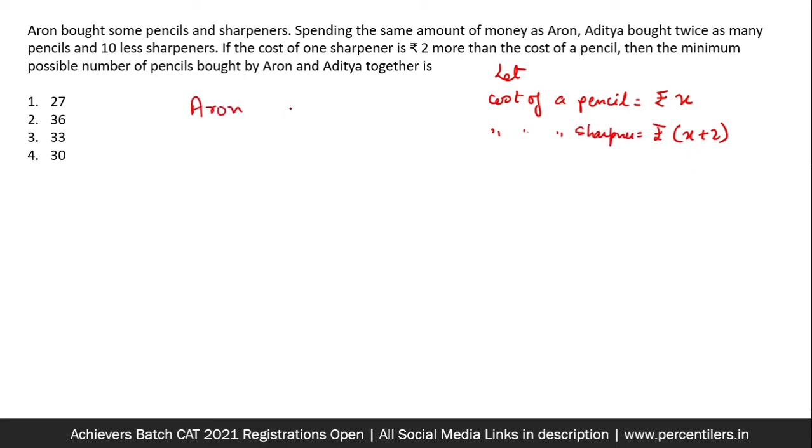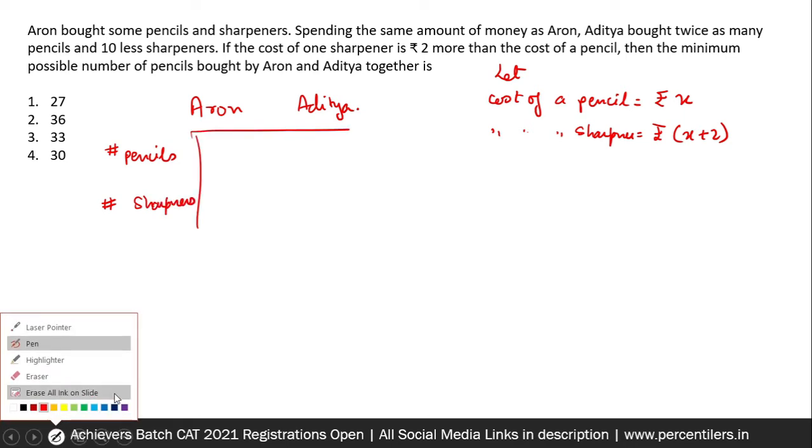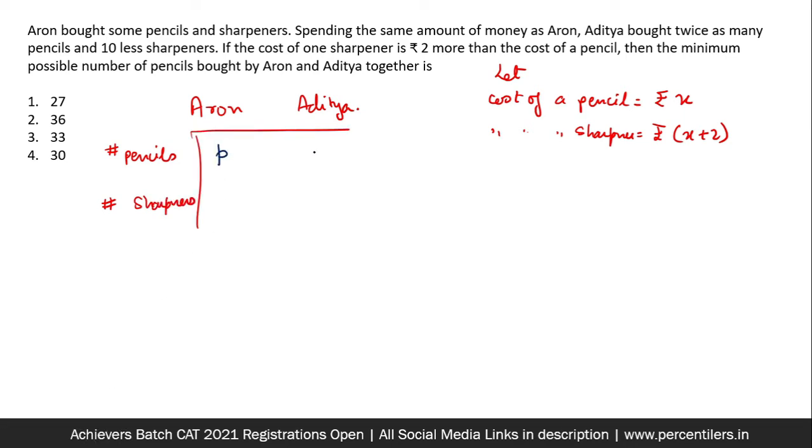Now about Aaron and Aditya. Number of pencils, number of sharpeners. Okay, let us assume the numbers as P pencils. They bought 2P pencils. Aaron bought S sharpeners. Aditya bought S minus 10 sharpeners.